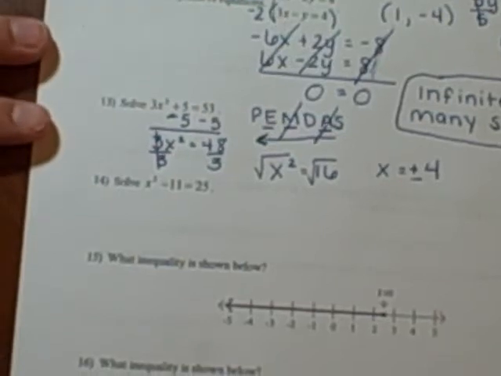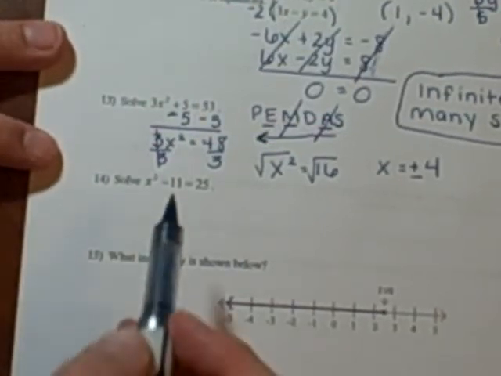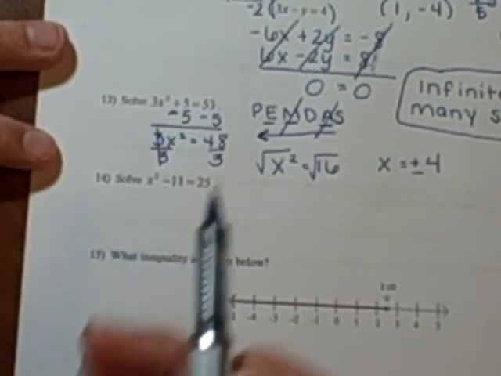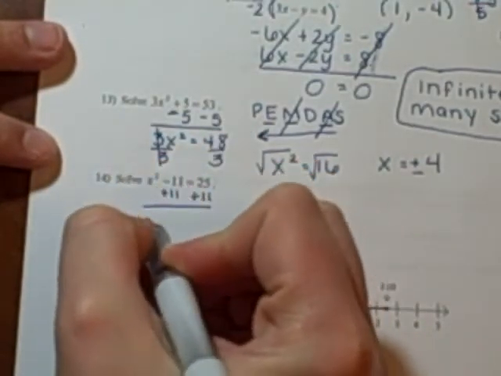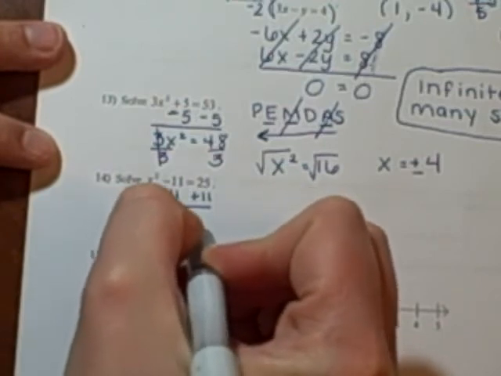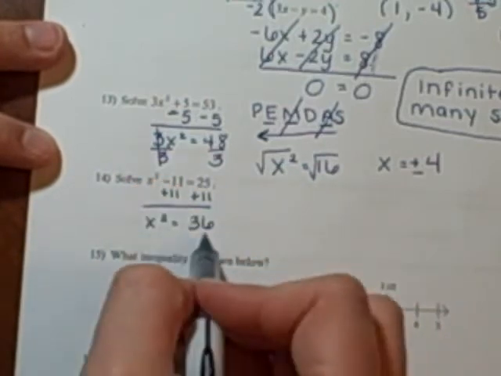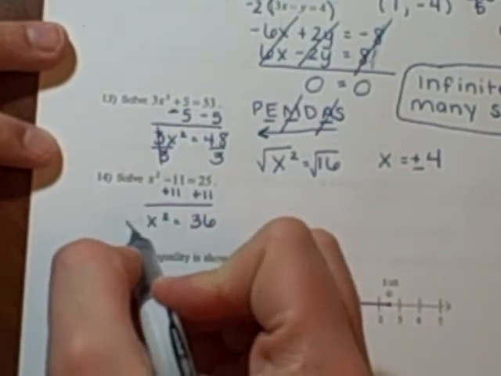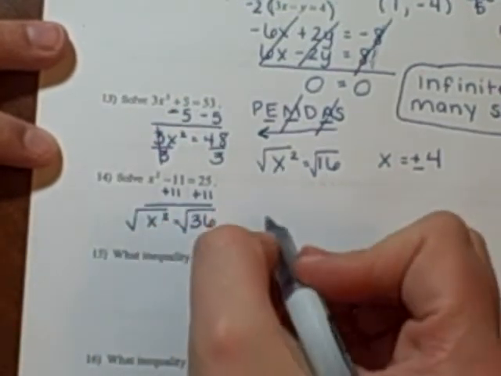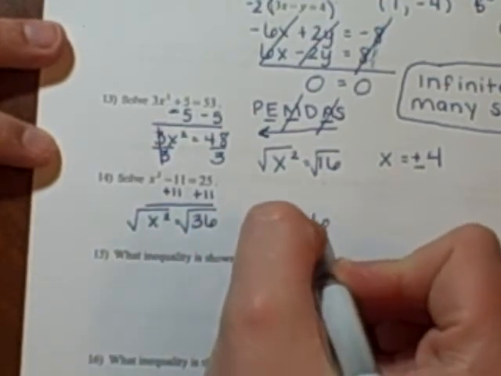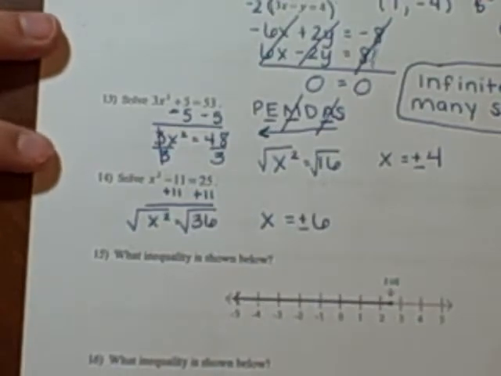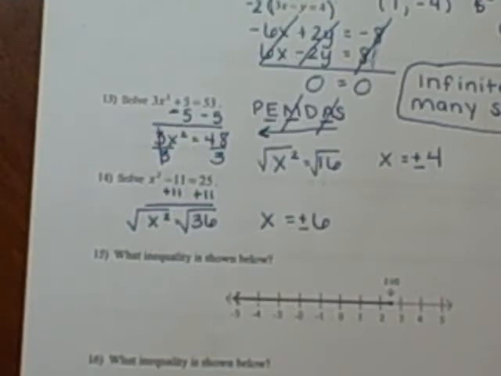Okay, 14 is going to work very similarly, and actually 14 is going to take one less step than number 13. I'm going to start by getting rid of that minus 11. So let's add 11 to both sides. So I end up with x squared equals 36. Now that I'm here, just like when I was back here, I'll take a square root of each side. Your calculator will spit out x equals 6. You have to know that it's really plus or minus 6, and that would be your final answer. X could be positive 6 or negative 6.